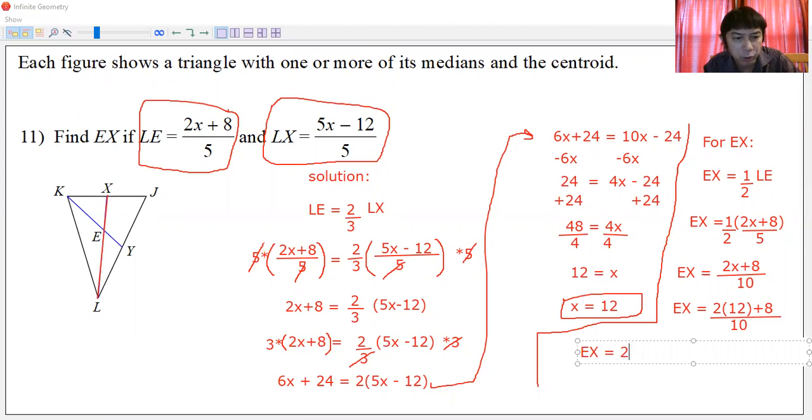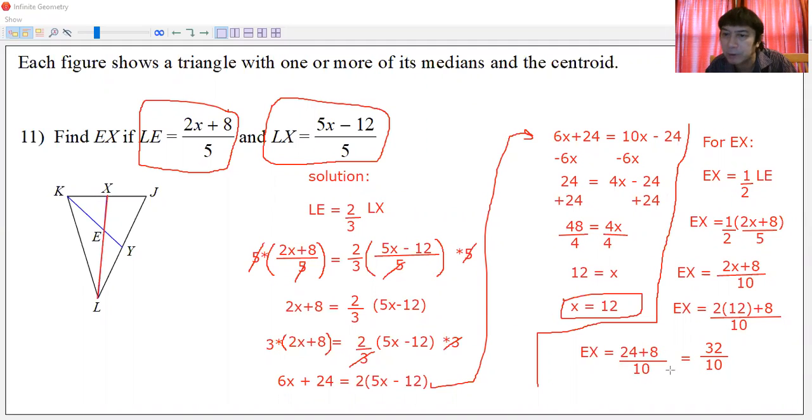We have something like 24 plus 8 divided by 10. We put the line and then that becomes 32 over 10. So we continue with equals, and that's equivalent to 32 over 10. That looks like 3.2. Okay, 3.2 is our final answer.